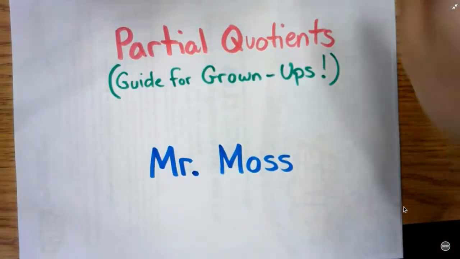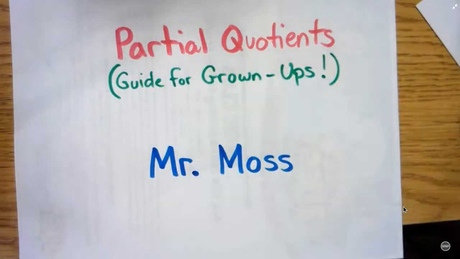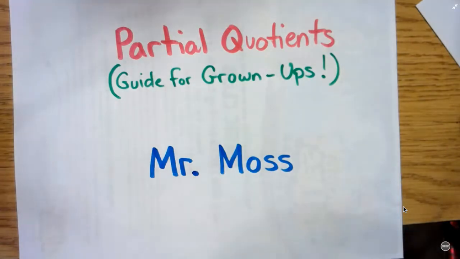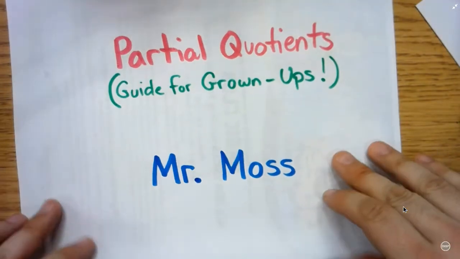Hi, this is Mr. Moss, and in this video we're looking at partial quotients as a strategy for multi-digit division. This is a guide for grown-ups, and what I mean by that is I'm going to walk you through a bit of how and why we do things the way we do them with partial quotients and some strategies that you can use as you're supporting your fourth grader with learning this new skill.